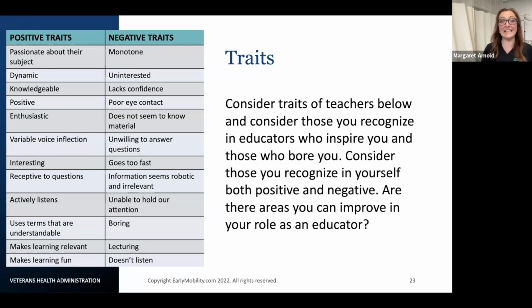How many of you fell asleep, even in those few things in monotone? Consider these traits and then reflect in yourself as a unit peer leader. Do I have any of these traits? And if not, can I work on more of them? Can I get more confident in the equipment so that my confidence projects to the people that I'm training?